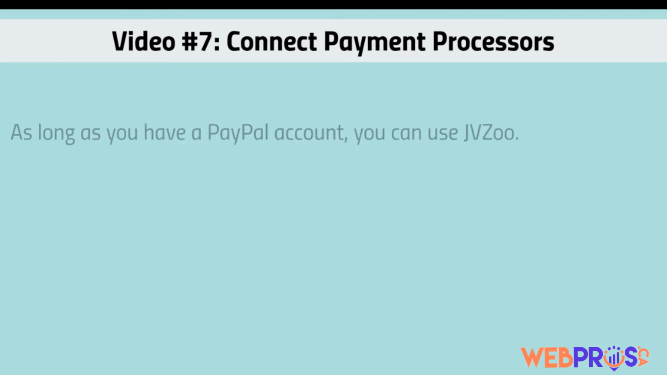Hello and welcome to video number 7, which is connecting your payment processors. Now, as long as you have a PayPal account, you can use JVZoo. With a PayPal account, you can do a number of things, such as when the payments come in, if you have a partner, you can split that payment between you and your partner.